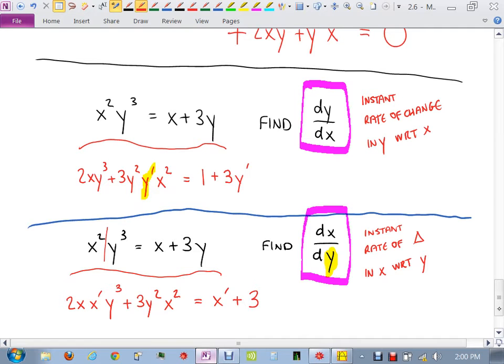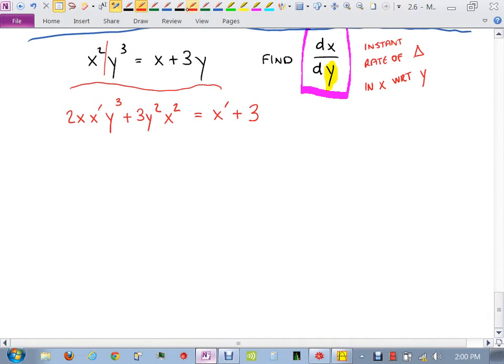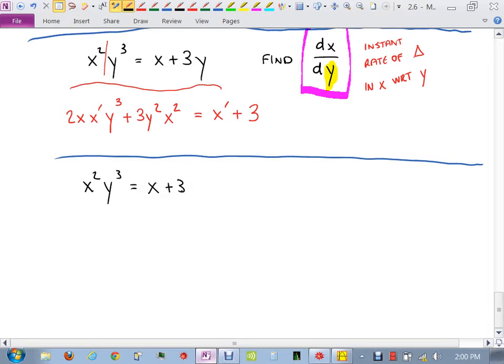Okay, next one. Now things will really start to kind of get crazy. How about x squared y cubed equals x plus 3y? Find dy/dt.